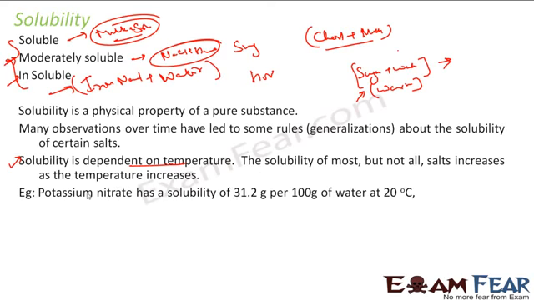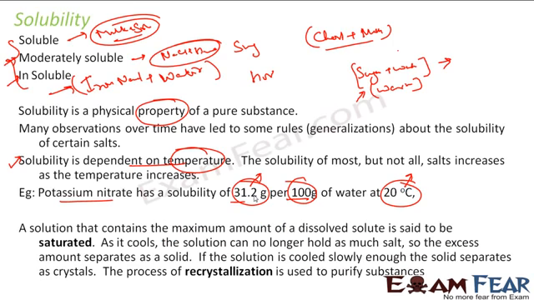When you talk about solubility, you don't talk only about the substance, but also about the temperature. You say potassium nitrate has a solubility of 31.2 gram per 100 gram of water at 20 degrees Celsius. That means if the water is at 20 degrees Celsius, you can completely dissolve 31.2 gram of potassium nitrate in 100 gram of water. Thus, solubility depends on two factors: the property of the substance, and the temperature as well.